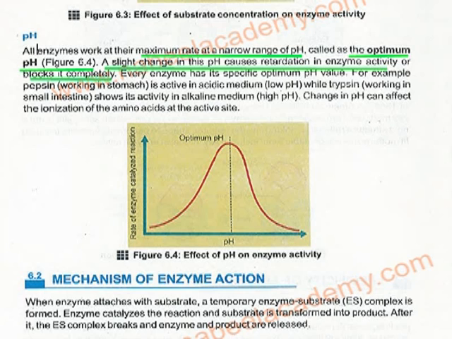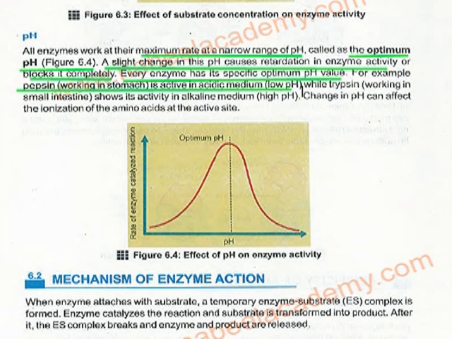Now see, same thing, when the pH is changed, it causes retardation in enzyme activity, and the enzyme will not work and it will block it. Every enzyme has its specific optimum pH value. For example, pepsin works in acidic medium, for example low pH, like 1, 2, 3, 4, that is low pH. So pepsin is an enzyme which is present in the stomach.